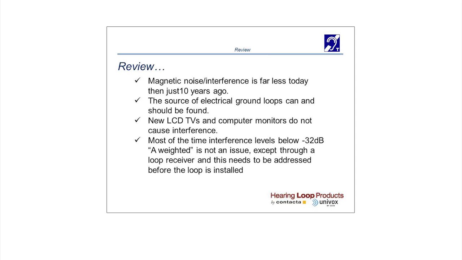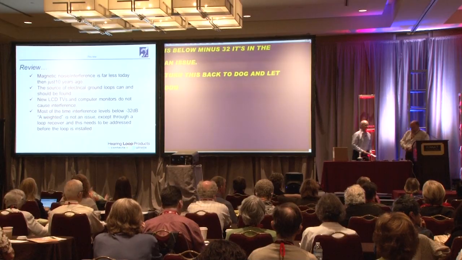Magnetic noise interference, far less today than it was 10 years ago. When I first started doing loops about 12 years ago, there was an issue with it, and we had to handle it a lot. Sources of electrical ground loops can be found and taken care of. New LCD TVs, computer monitors, they don't cause interference. That's great. That helps a lot, especially when you're doing counter loops for people, customer service loops. And most of the time, interference below -32 is not an issue. So I'll turn this back to Doug and let Doug finish the presentation. Thank you very much.